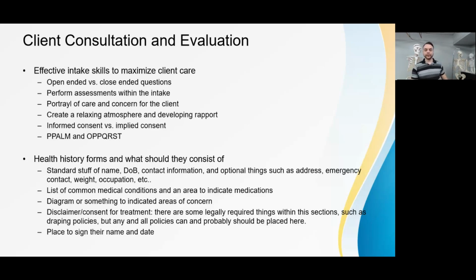So by building rapport, essentially you want your client to instill trust, confidence, and, I guess in a sense, believe in you and what you're doing and your knowledge base, right? And sometimes that can also come along with explaining to your clients the procedures and what you're going to do, and getting into our next topic, informed consent versus implied consent.